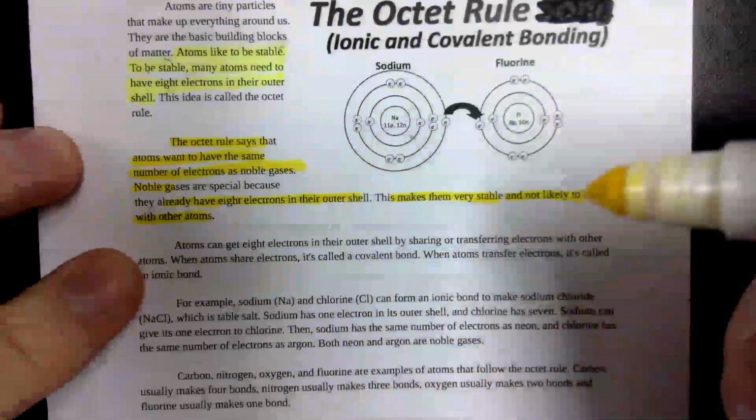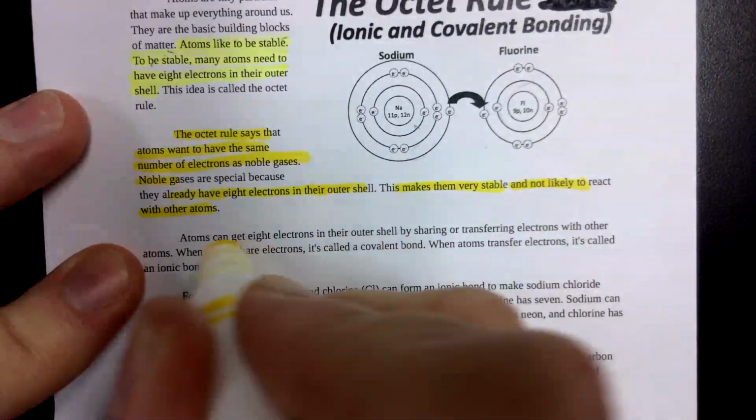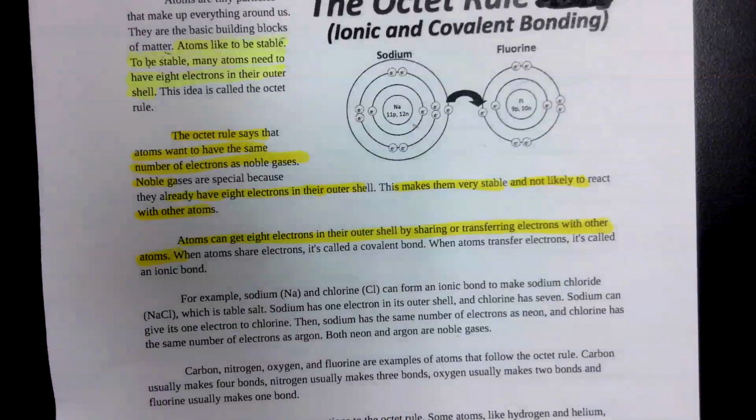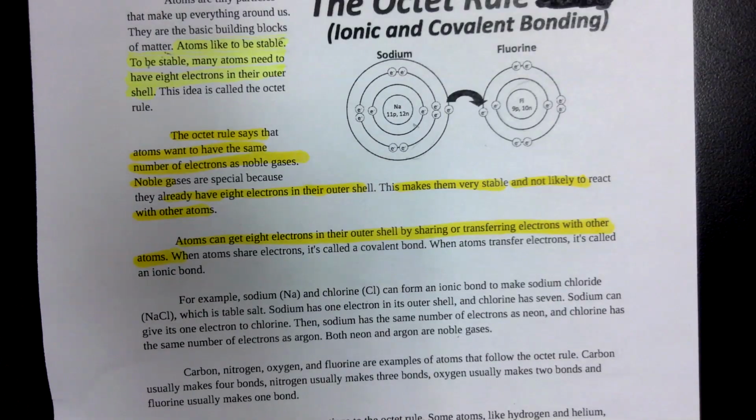Atoms can get 8 electrons in their outer shell by sharing or transferring electrons with other atoms. So what that means is that if I'm an atom and I don't have 8 electrons in my outer shell, I can do one of two things. I can take one from somebody, or I can share. We can share one back and forth. And when we do that, that's actually how we get chemical reactions. When you see things smoking or fizzing or igniting, that's them trading electrons or sharing electrons, just so you know.